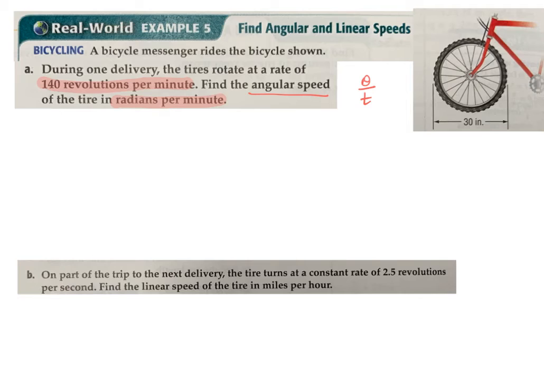So if I have 140 revolutions, one revolution is 2 pi. How do I calculate my theta based on 140 revolutions? How much is one revolution? 2 pi. How much is 140 revolutions in pi? So 280 pi. Each revolution is worth 2 pi, so 140 should be 280 pi. That's my theta. So I have my numerator here, 280 pi.